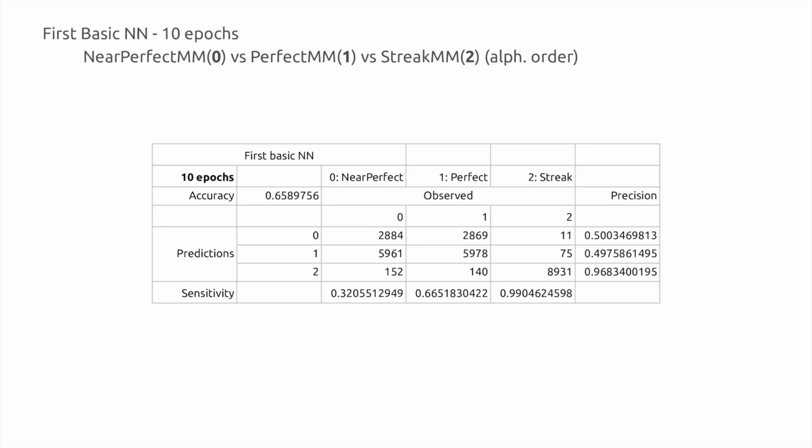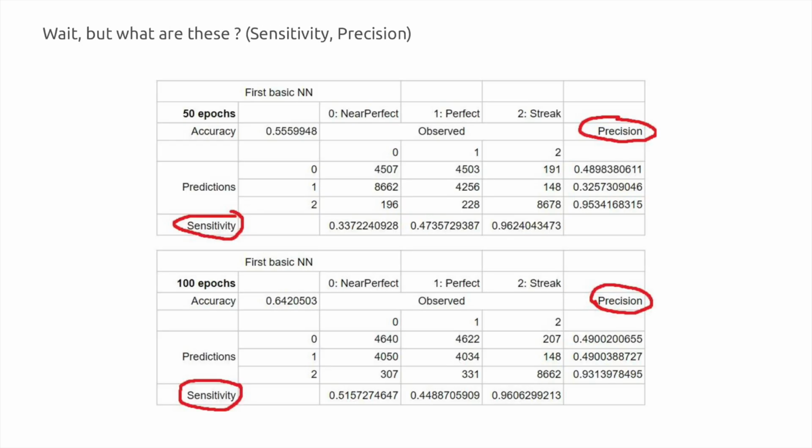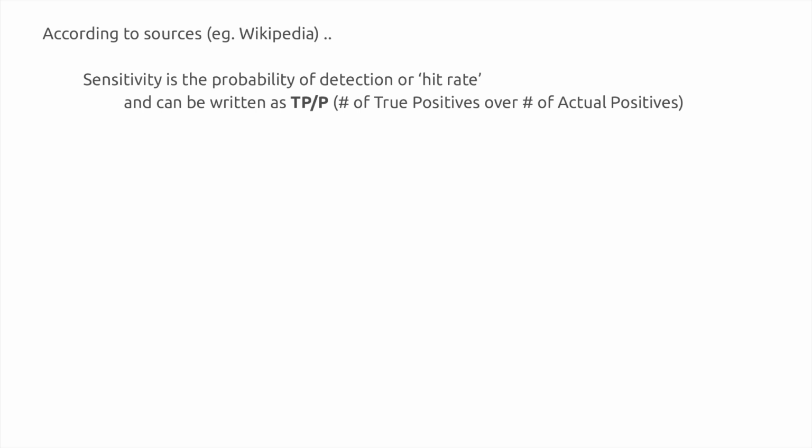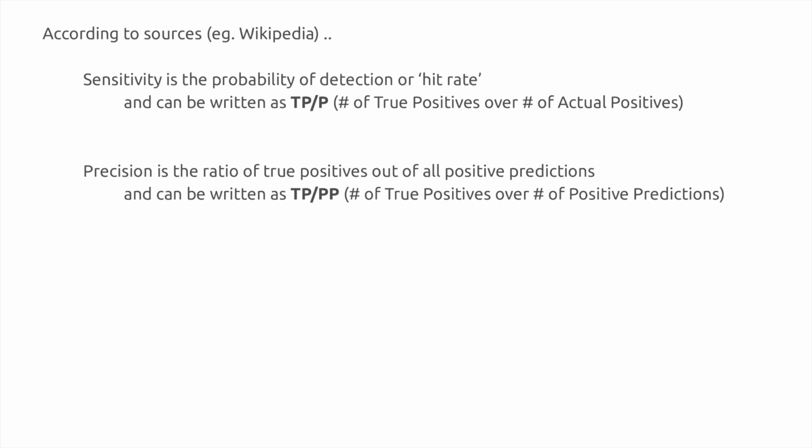Here's how the First Basic NN performed, trained for different epochs. Wait, but what are these? And how should we understand them? According to sources, sensitivity is the probability of detection or hit rate, and can be written as TP over P, number of true positives over number of actual positives. Precision is the ratio of true positives out of all positive predictions, and can be written as TP over PP, number of true positives over number of positive predictions. But this sounds confusing. How should we interpret them?